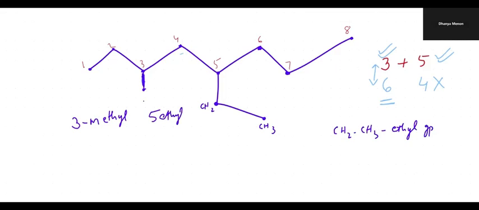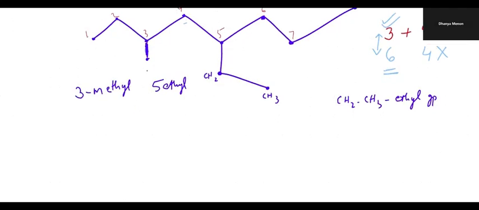Now when there are 2 different substituents, you write them in alphabetical order, like M and E. Which one comes first in alphabetical order? Ethyl group. So irrespective of the position, we will write 5-ethyl, 3-methyl. There are 8 carbon atoms, so octane.